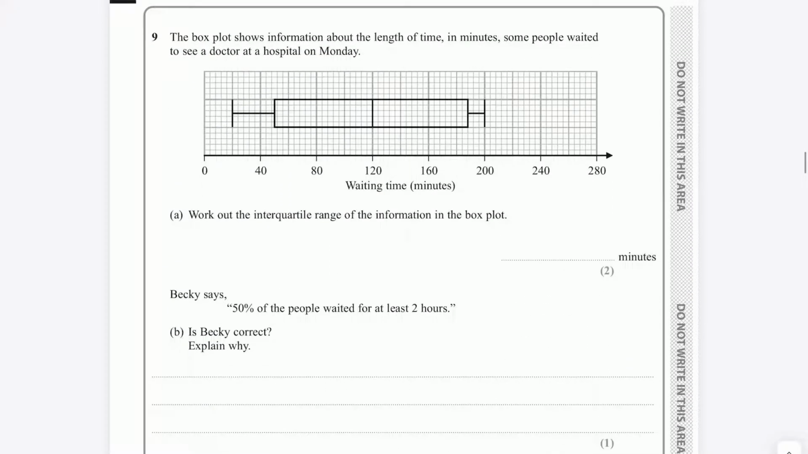Question 9, we have a box plot. It's asking us to work out the interquartile range. The interquartile range is the upper quartile take away the lower quartile. What you want to be careful with here is each of these squares. So in this case, from here to here, we have 10 squares. That means each square is worth 4.